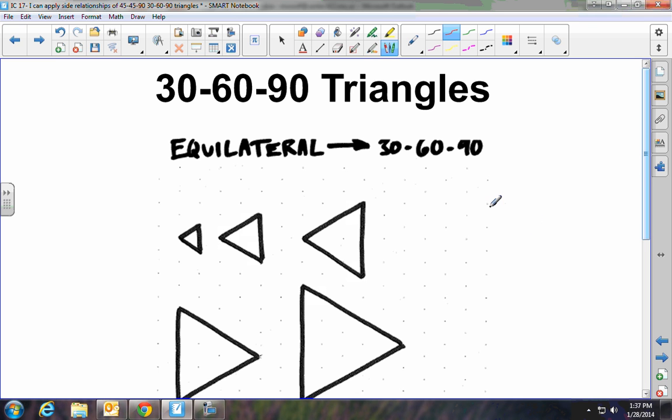Right now, we'll want to do 30, 60, 90 triangles. So we're going to be changing up a little bit. What I've got here are several equilateral triangles. And I started with an equilateral triangle because that's where we get the 30, 60, 90 triangles. So you'll remember that in an equilateral triangle, each of these angles is congruent to one another. In fact, they are all 60 degrees. Okay?